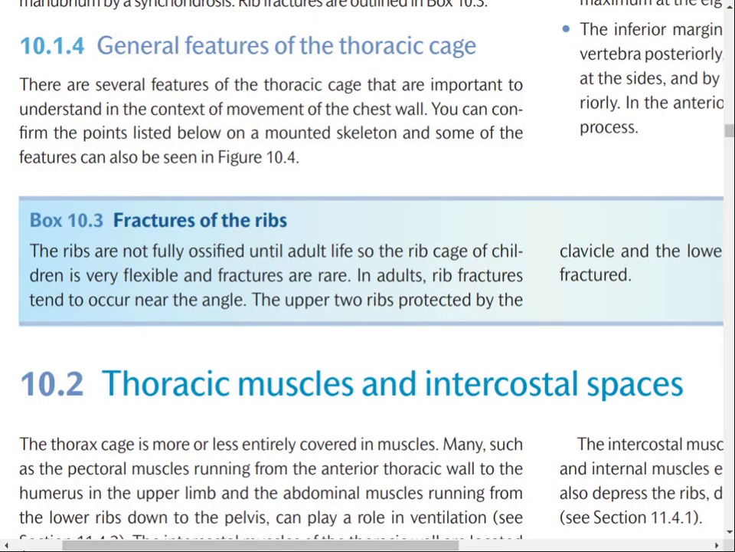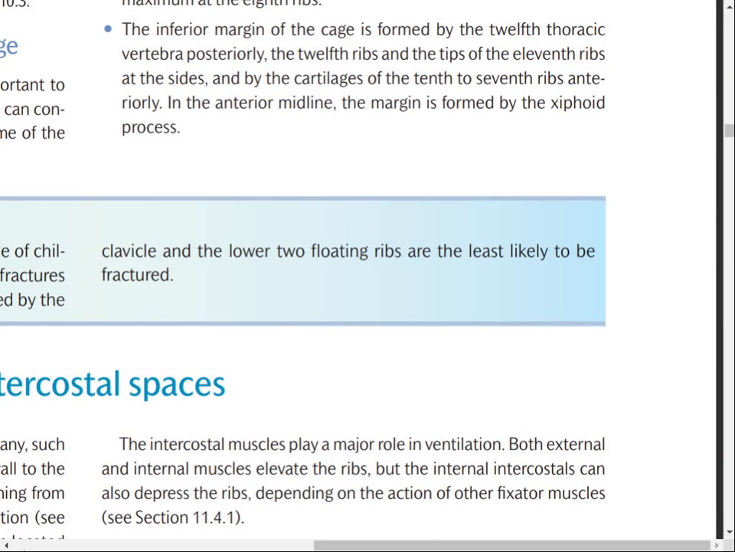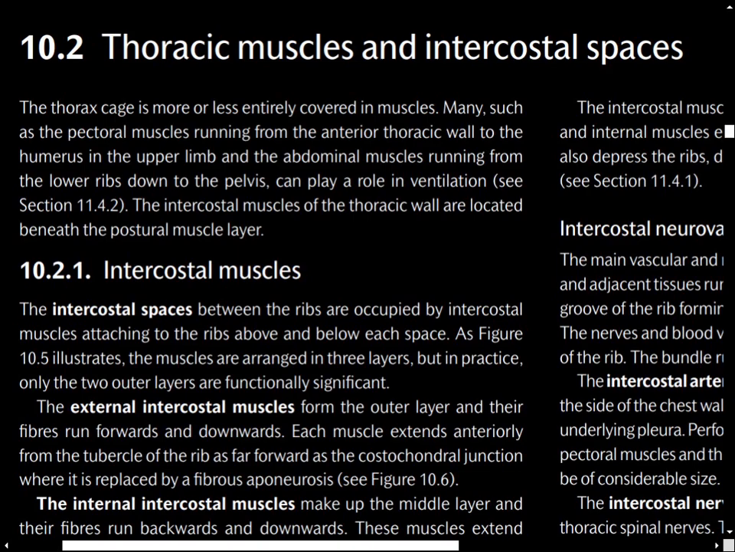Fractures of the ribs. The ribs are not fully ossified until adult life, so the rib cage of children is very flexible, and fractures are rare. In adults, rib fractures tend to occur near the angle. The upper 2 ribs are protected by the clavicle, and the lower 2 floating ribs are the least likely to be fractured. Thoracic muscles and intercostal spaces.